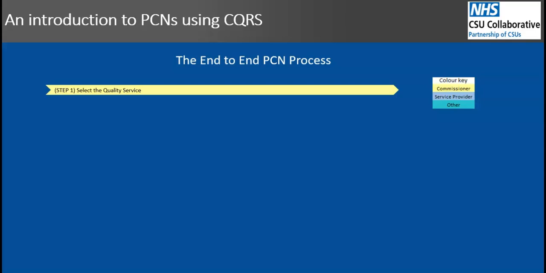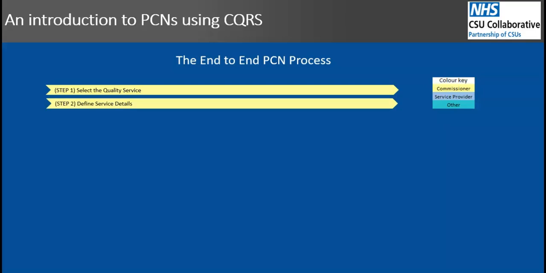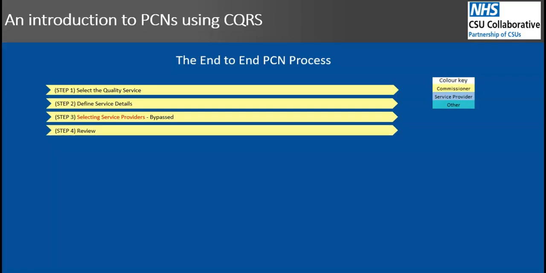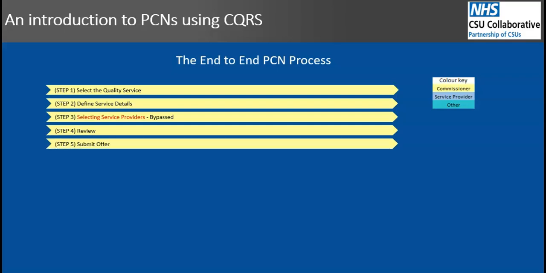Step 1. The commissioner selects the quality service that he or she wishes to offer out. Step 2. The service details are defined, which includes checking start and end dates. Step 3. This step is bypassed and therefore the commissioner will not have the ability to select or deselect any service provider, as it will automatically include every service provider under that particular PCN. Step 4 is to review the information to ensure that everything is correct. And Step 5 is the final step in which you will submit your offer.